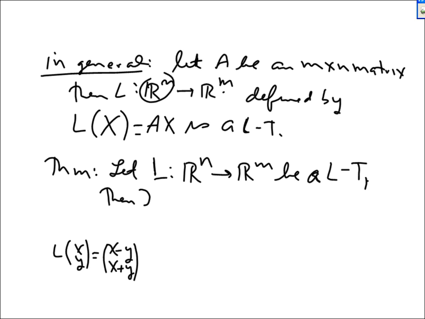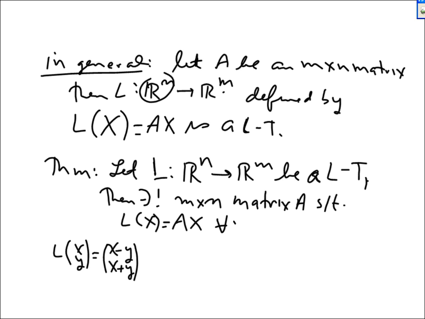Then there exists a unique n by n matrix A such that L of x is equal to AX for all x in Rn. That is, this is always true, not sometimes.